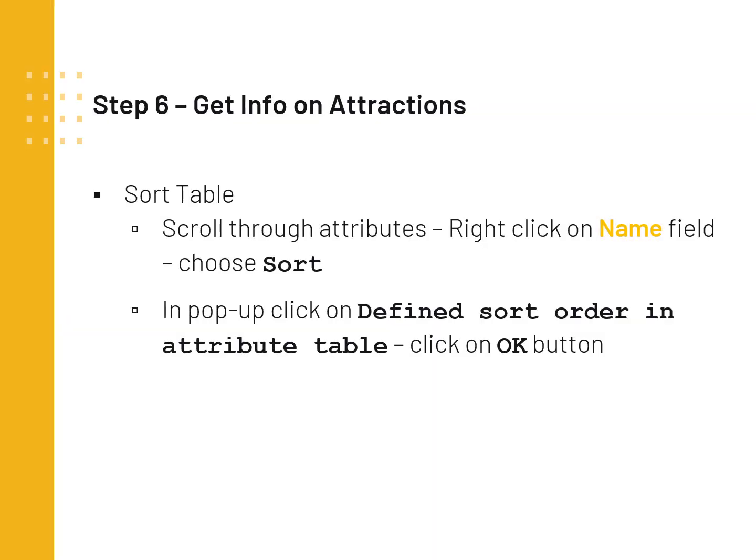So next, take some time and learn a bit about the attractions in the HRM area. So scroll through your table and take a look at how many attractions there are, what sort of information we have about each. Then what I'd like you to do is to sort the table based on its name. Okay, so right-click on the name field. So this is the name of the attractions. When you right-click, a pop-up is going to appear. Choose Sort. When you click on Sort, a new window is going to appear. At the top of that window, there's a button. You're going to click on it where it says Define Sort Order in Attribute Table, and then click OK.